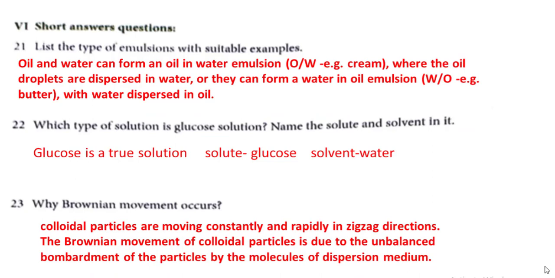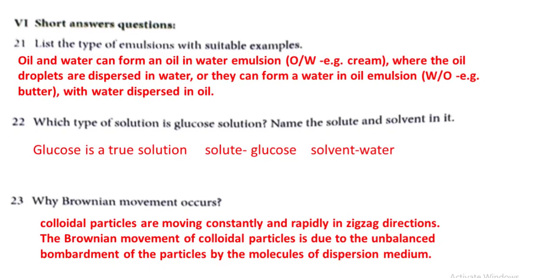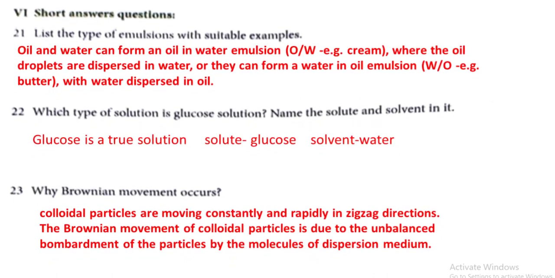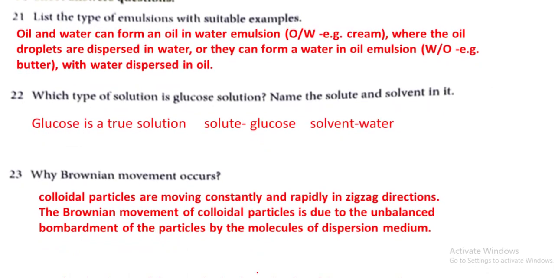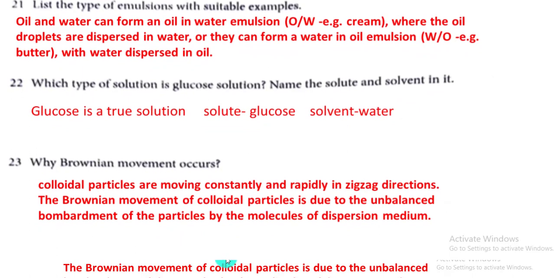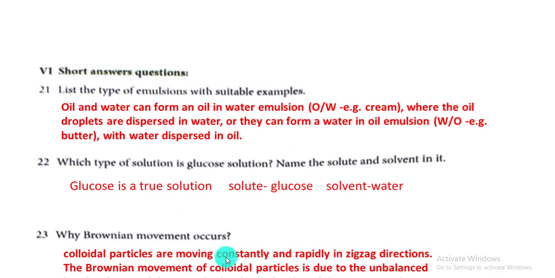Why does Brownian movement occur? Colloidal particles are constantly moving here and there, and they take zigzag direction. The Brownian movement of colloidal particles is due to the unbalanced bombardment of the particles by the molecules of the dispersion medium. So they are moving here and there and we are getting the Brownian movement. You can check it by spreading some pollen in water and observing closely. Then you can see the Brownian movement of the molecules.